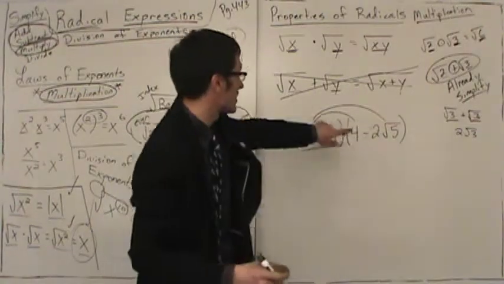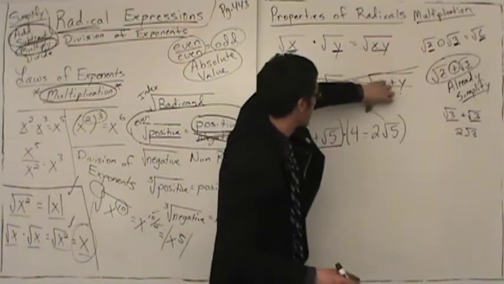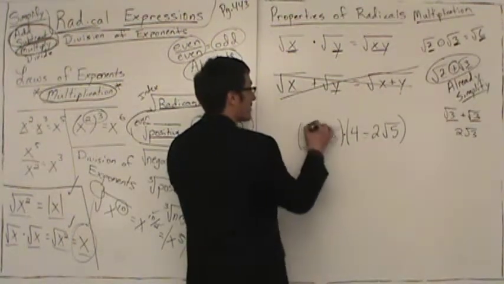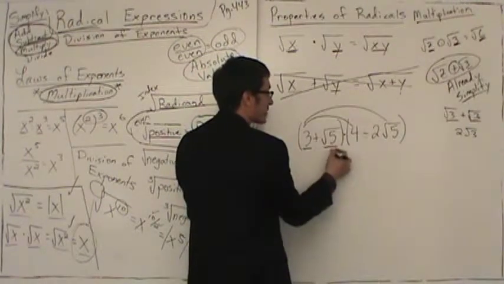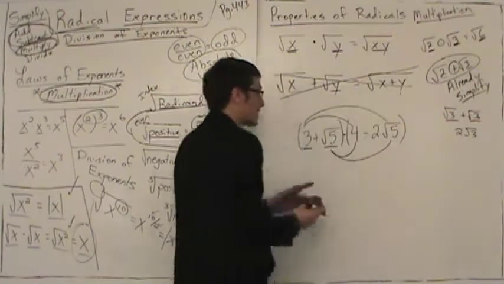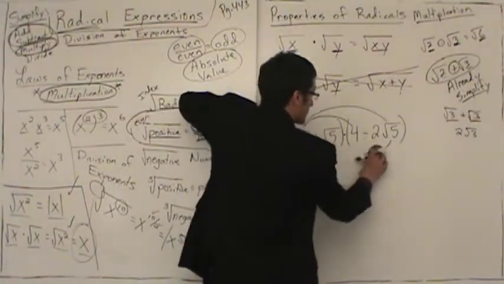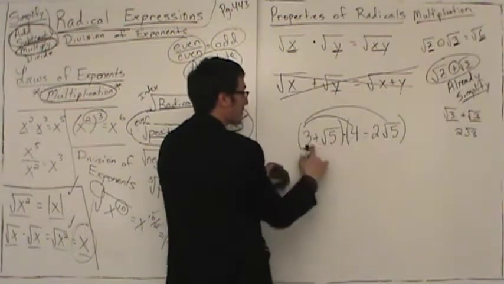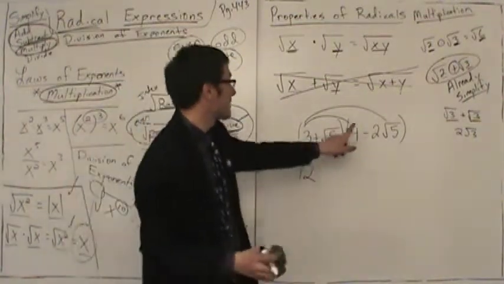But I showed you guys a trick. When multiplication meets addition, what is the trick that we can use? We can FOIL. The trick is to take the first term and multiply by both. And then we're going to take our second term and multiply by both. So let's start with the first term, 3. Let me erase these two arcs. Let's take the first term 3 and multiply by both. 3 times 4 is what? 12. And now, do 3 times the negative 2 root 5.